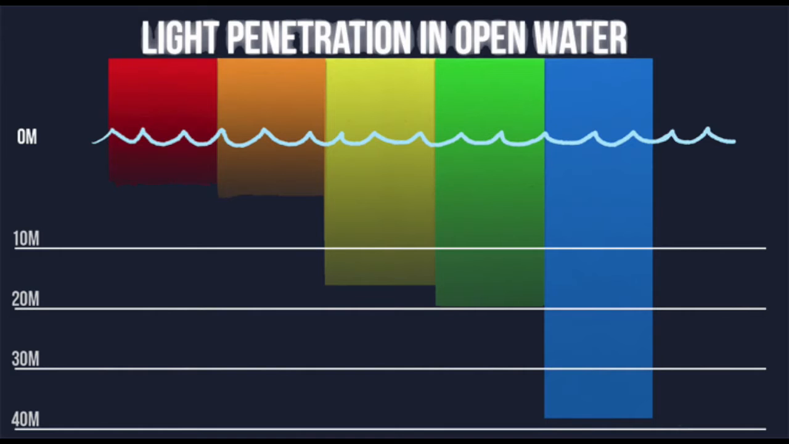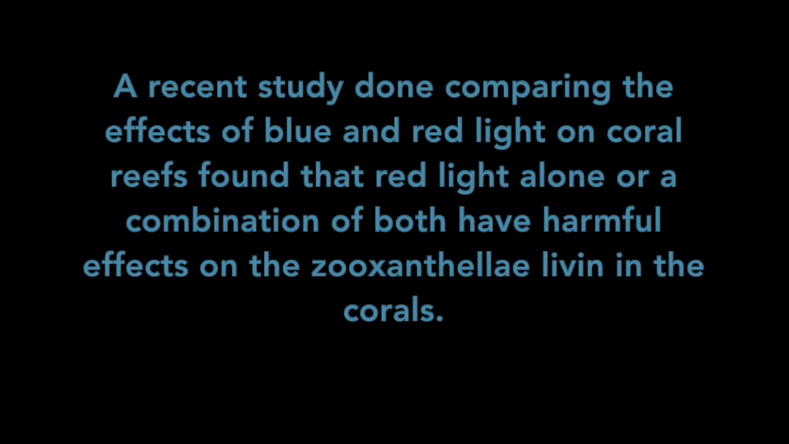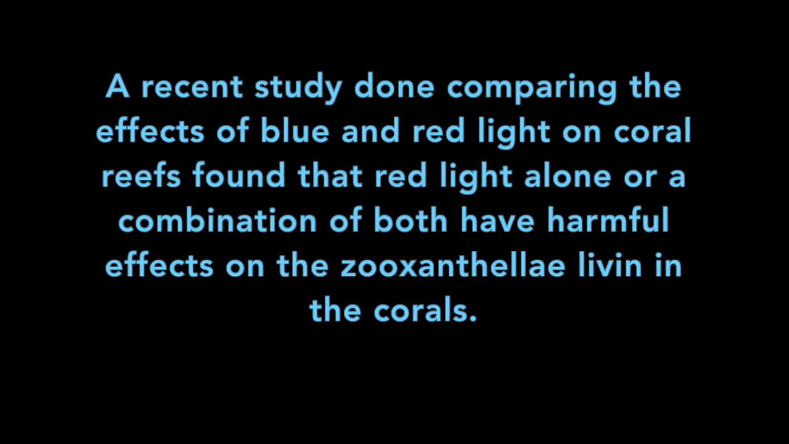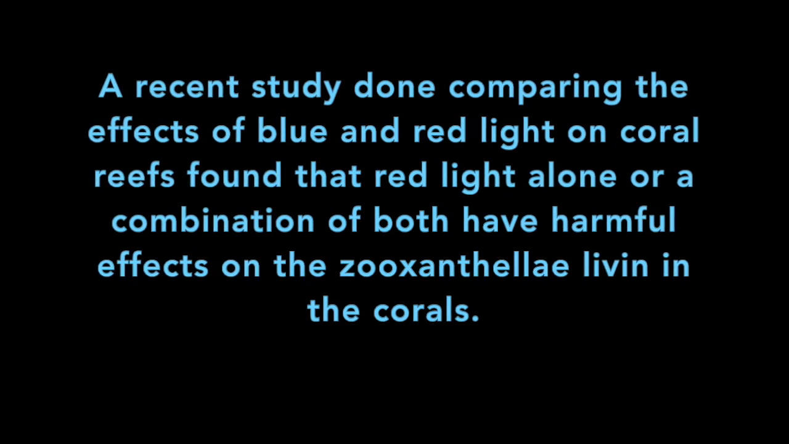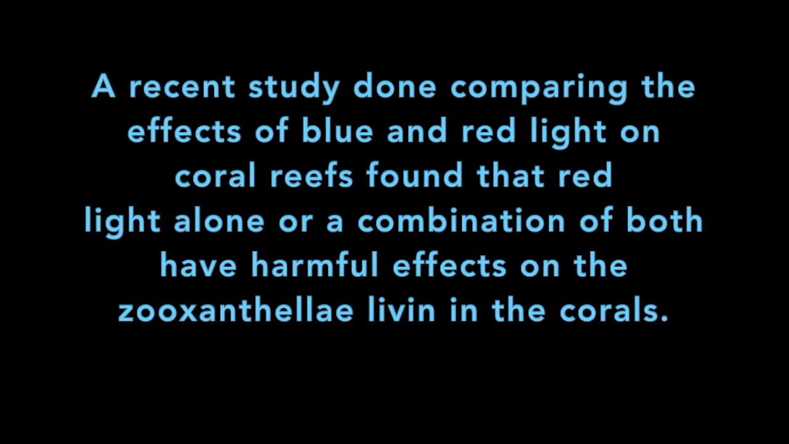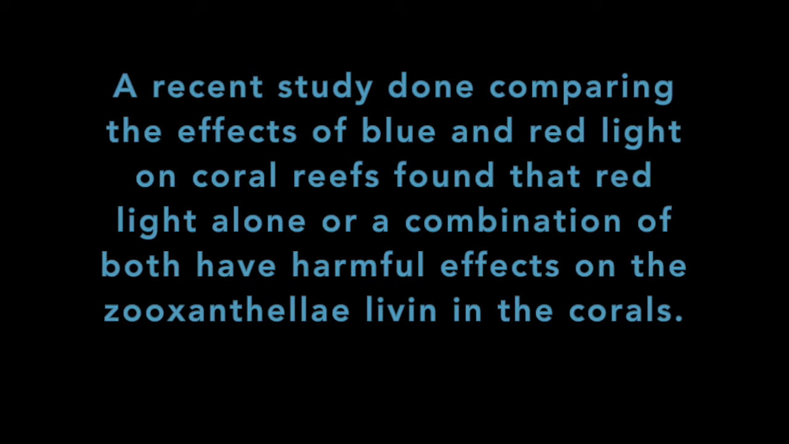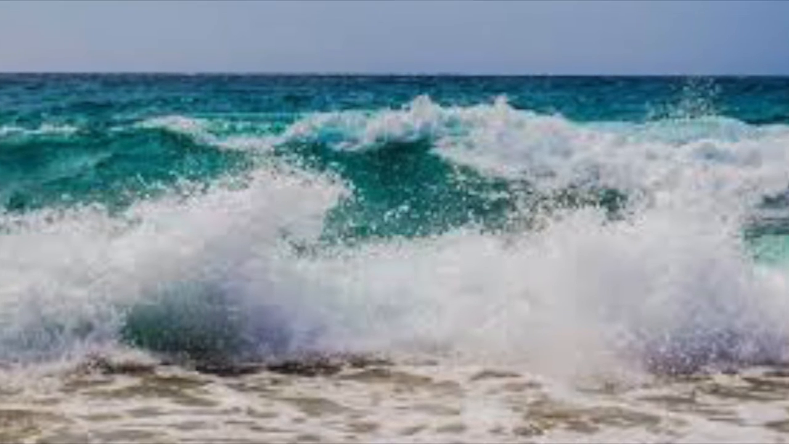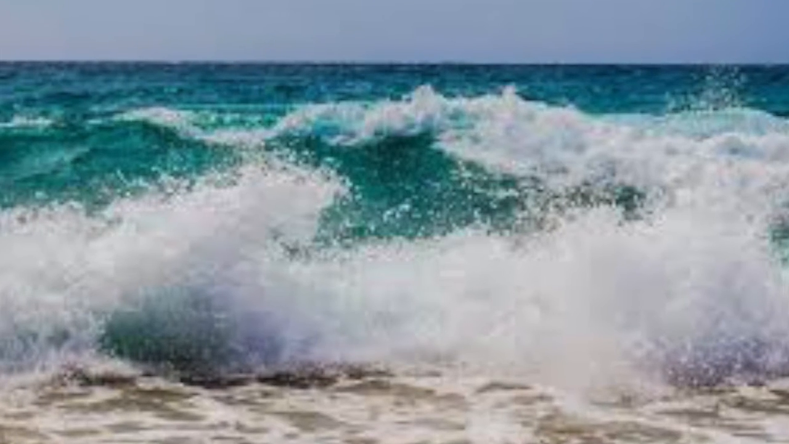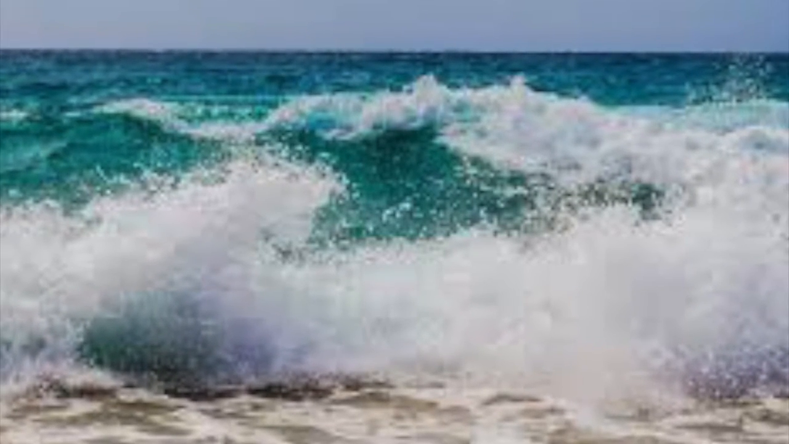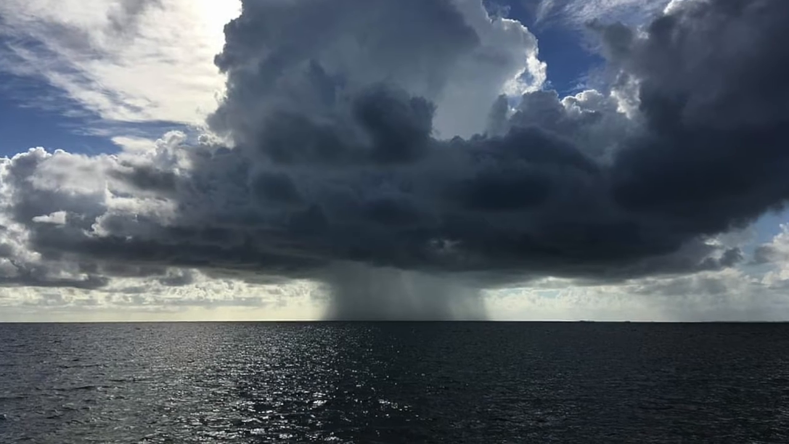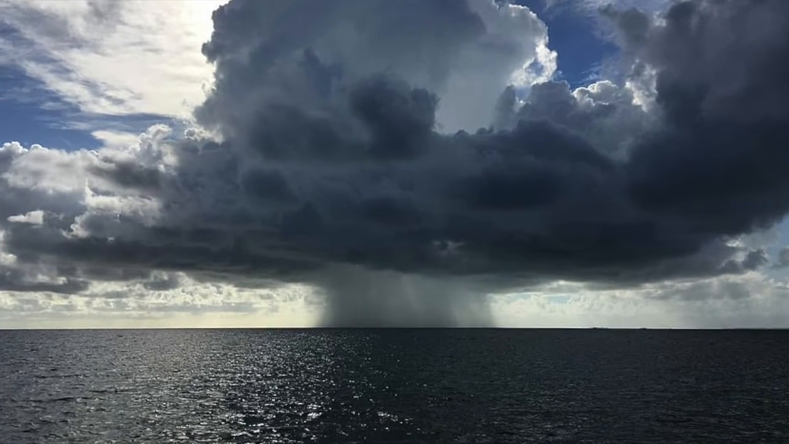A recent study done comparing the effects of blue and red light on coral reefs found that red light alone or a combination of both have harmful effects on the zooxanthellae living in corals. Some factors that influence the amount of solar energy getting to corals are waves. Waves act as lens bending light rays, causing the light to concentrate and defocus on the coral reefs. Also, marine life, along with storm clouds, create shadows that inhibit the passage of light rays.